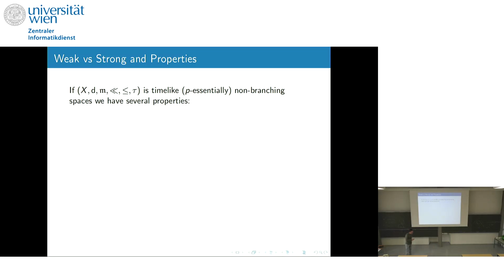This timelike non-branching means that if you have two geodesics, you cannot have them coincide on a non-trivial interval and then at some point split into two branches. You don't want a branch-like structure. So if two timelike geodesics coincide on a non-trivial interval, then they have to be the same.